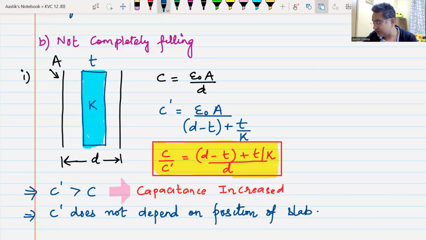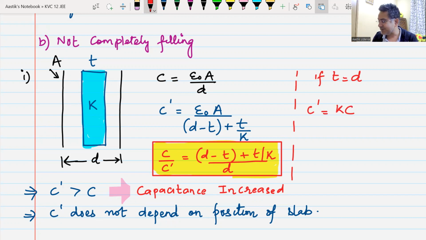Okay then. Now see, in this case, this becomes a general formula. If your value of T becomes equal to D, this formula will come back to the original formula. C dash will become K times C. So if you remember this formula, you don't have to remember the formula where the entire dielectric was filling up the space, because this formula comes from here only.